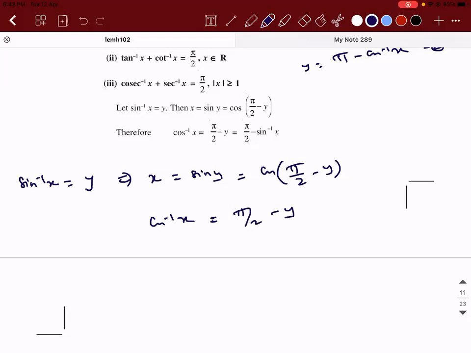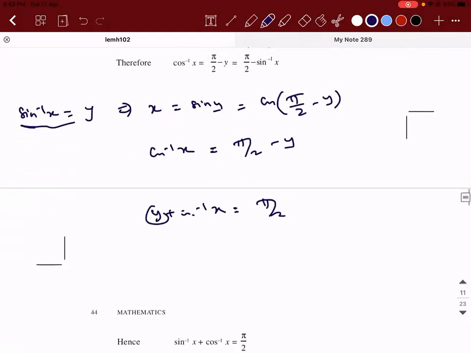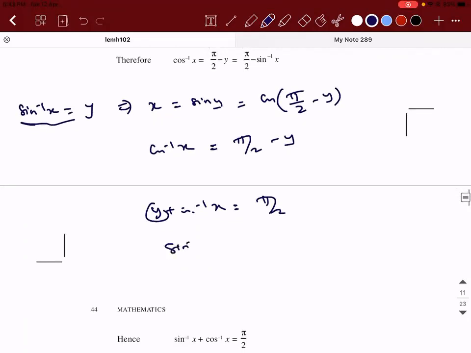Accepted. So y plus cos inverse x is equal to pi by 2. But what is y, guys? So from this, sin inverse x plus cos inverse x is pi by 2. There's the proof. Any doubt? Write it down.